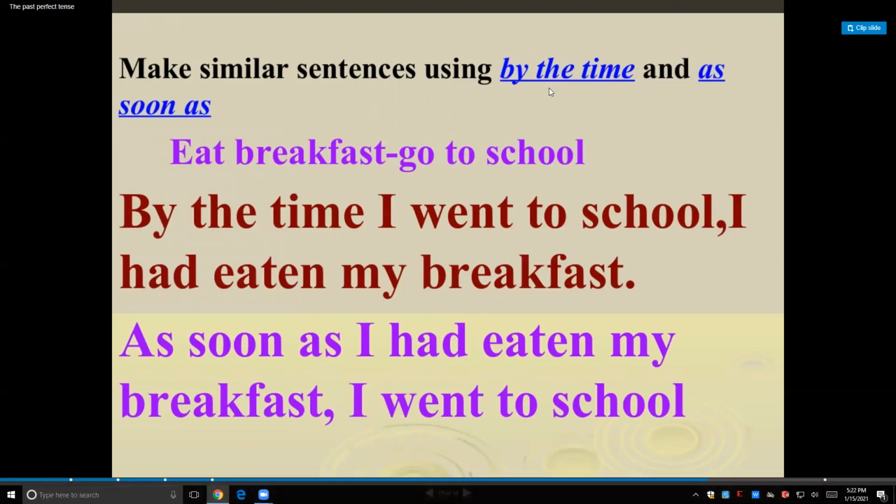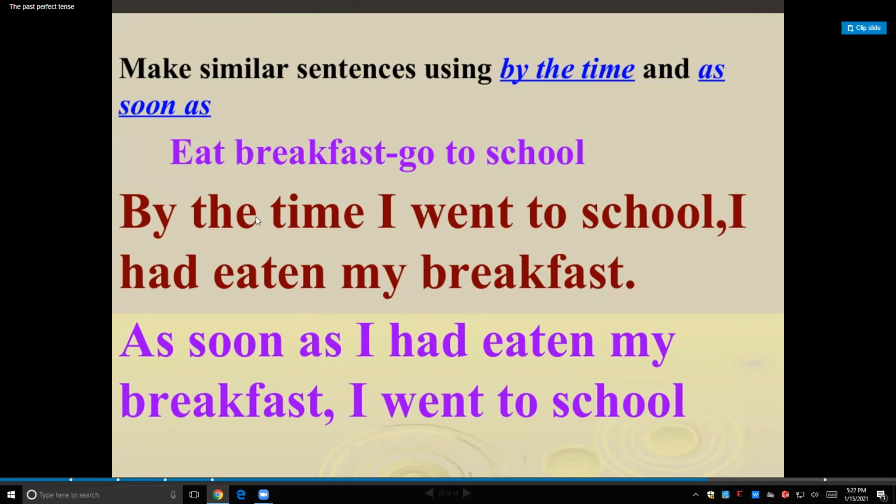Make similar sentences using by the time and as soon as, like eat breakfast, go to school. So again, we have got these two action words, these two actions, eating breakfast and going to school. By the time I went to school, I had eaten my breakfast. Now, what did I do first? I ate my breakfast first and then I went to school.